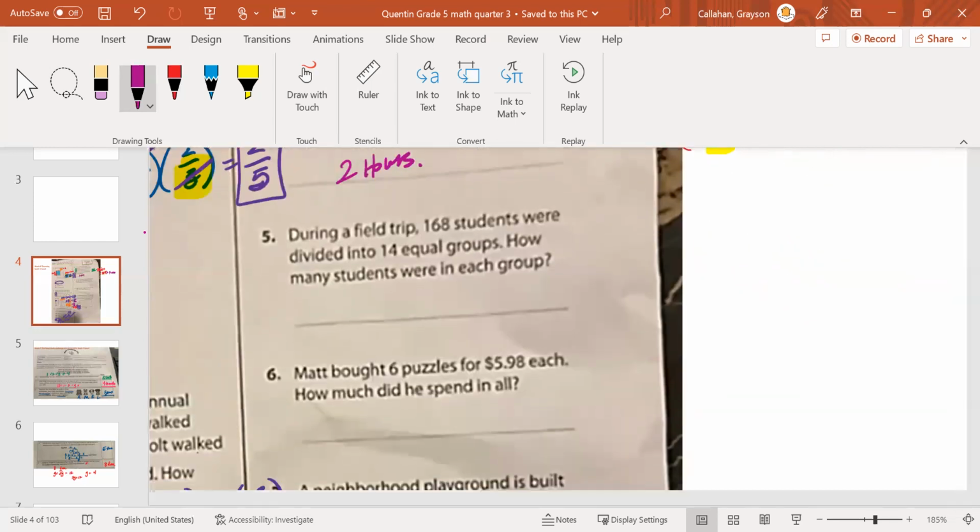All right. This many students were divided into 14 equal groups. How many students were in each group? What are you gonna do with the two numbers?